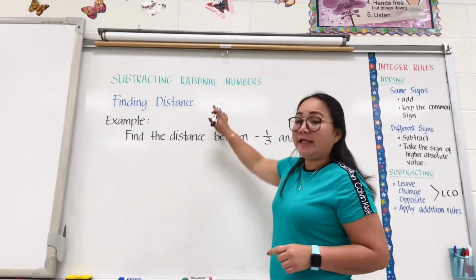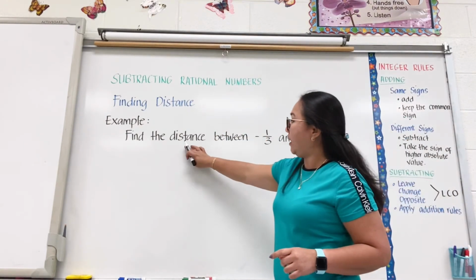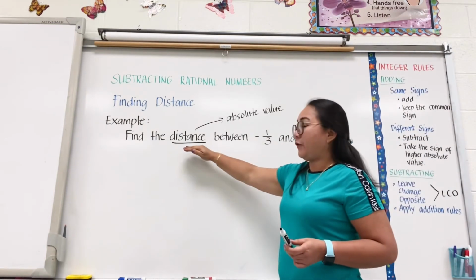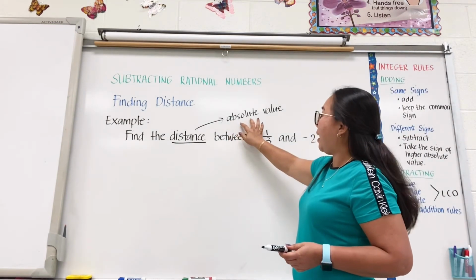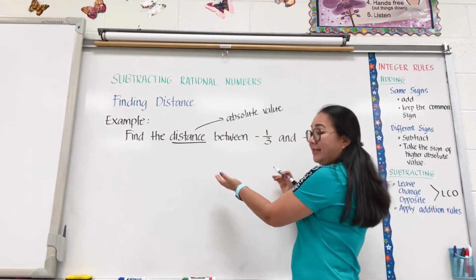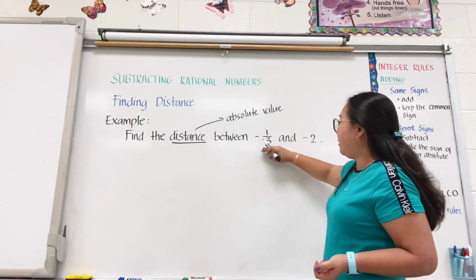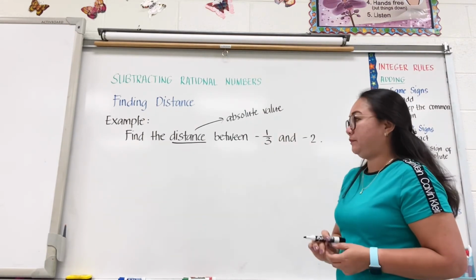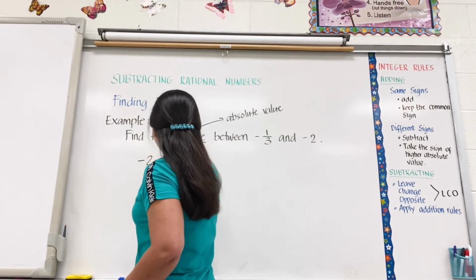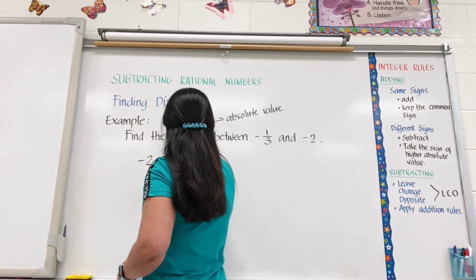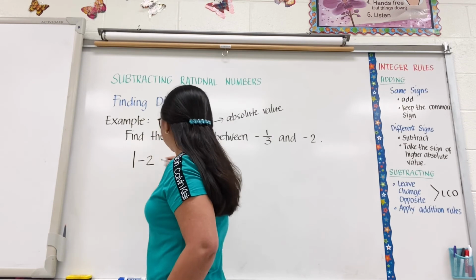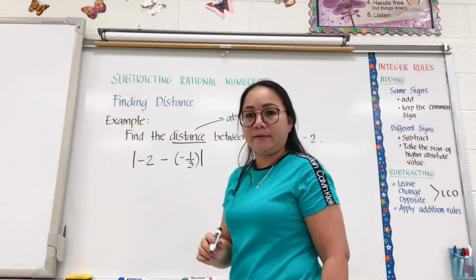Next is finding the distance. Example, find the distance between negative 1/3 and negative 2. If you are asked to find the distance, that means that you will find the absolute value of the difference. So when we say distance, that is the difference between this number and this number. We will rewrite this, negative 2 minus negative 1/3. Since it is absolute value, place this in an absolute value sign.